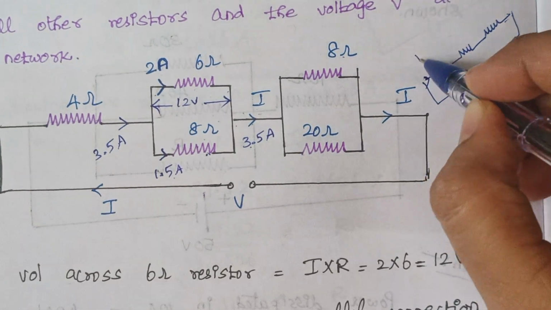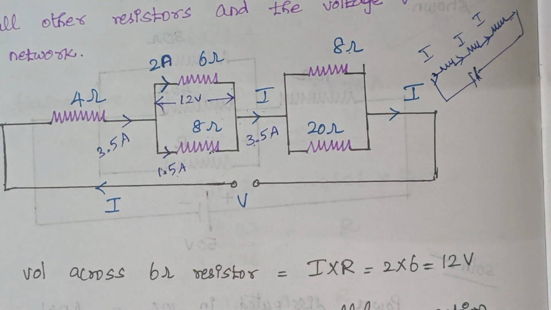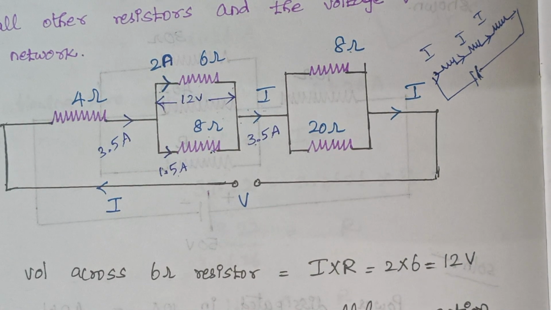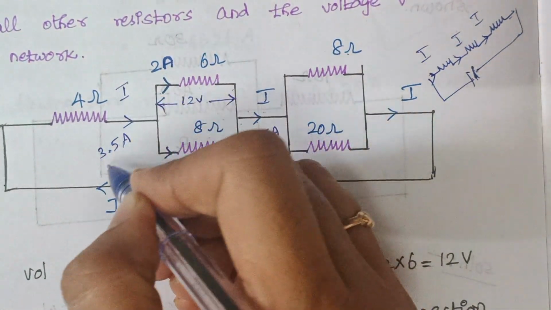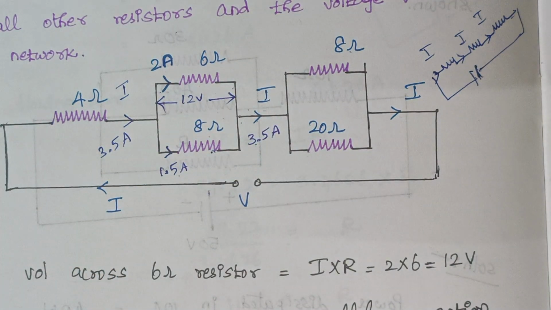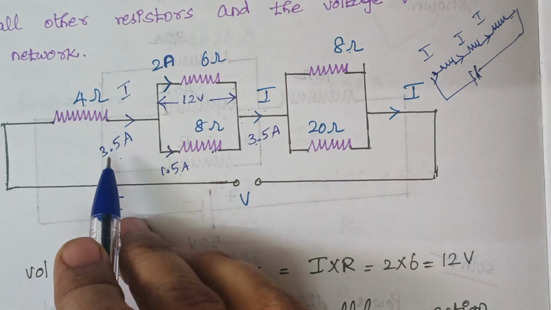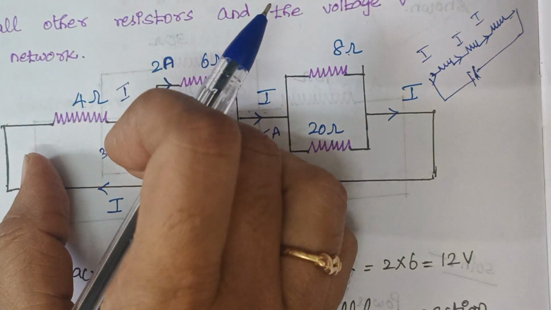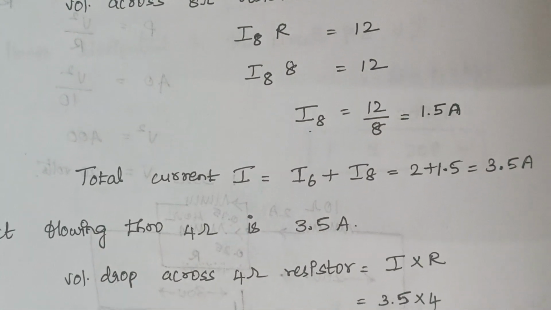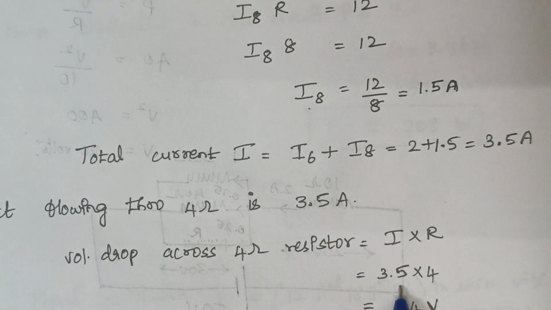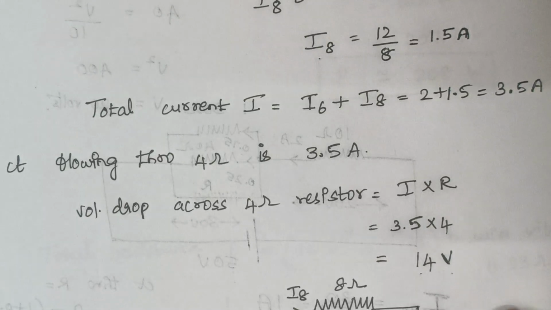And here the same current I flows through all the resistors. Do you agree or not? So that's the reason the value of current that flows through this path will also be equal to 3.5 amps, right? So we know the value of resistance, we know the value of current. So we can calculate the voltage drop across this 4 ohm resistor, right? So the voltage drop across this 4 ohm resistor is given by 3.5 into 4, which is nothing but 14 volts here, right?